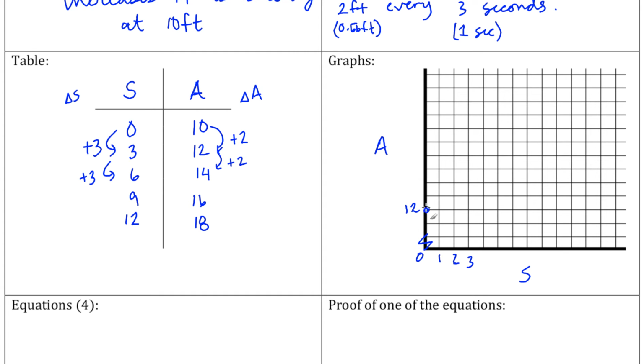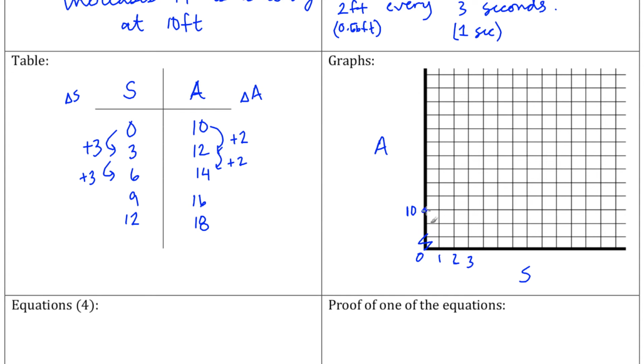And that's where my first point goes. Now the altitude increases by 2 every 3 seconds. Okay, so actually what I want you to do, you have 2 different ways of doing this. So I'm going to graph all the points first. Oh, that's not 12. That should be 10. That was my mistake. We start at 10. I looked at 12 by mistake.